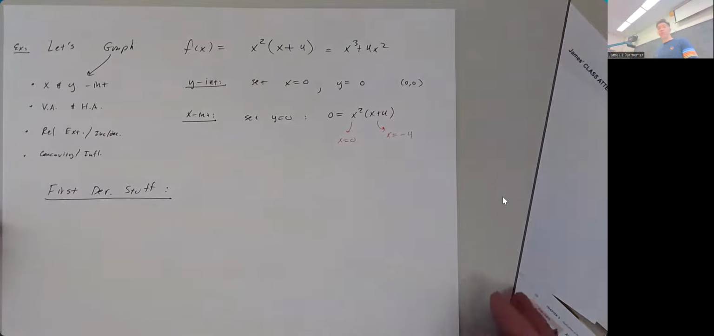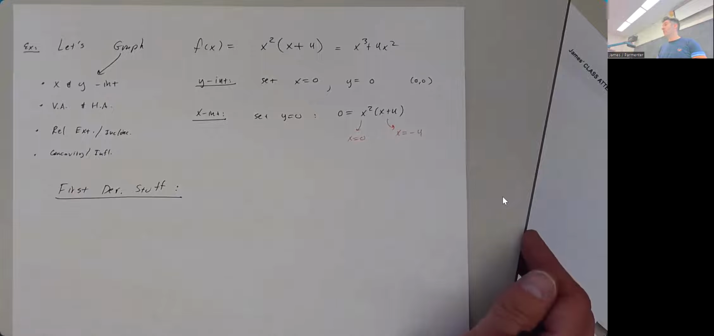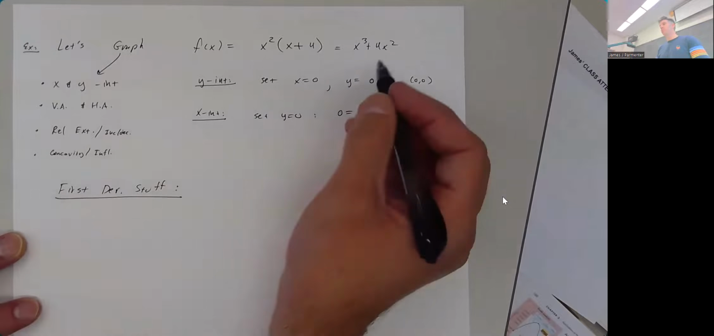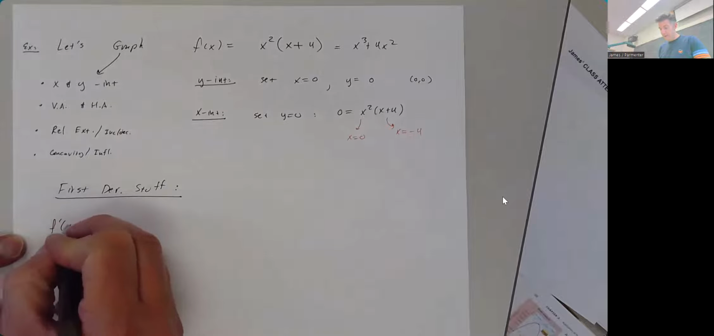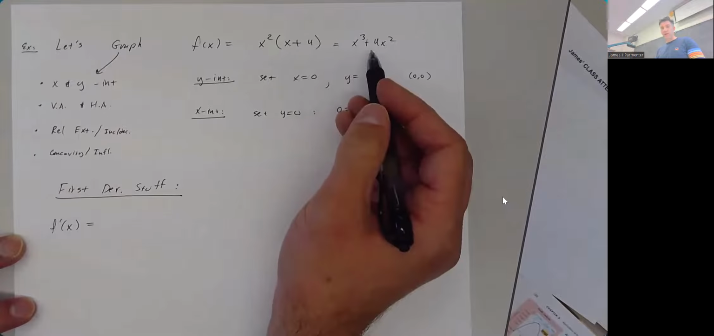Probably the most useful thing you get out of the first derivative stuff is the sign chart for the first derivative. So I'm going to take my first derivative, which I probably didn't do a good job of picking this function because it's not going to be very nice. Oh well, not every function has nice values. So our first derivative is going to be, let's see here.